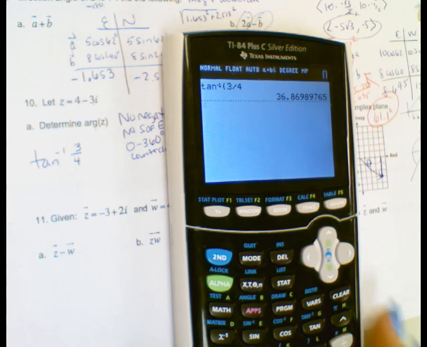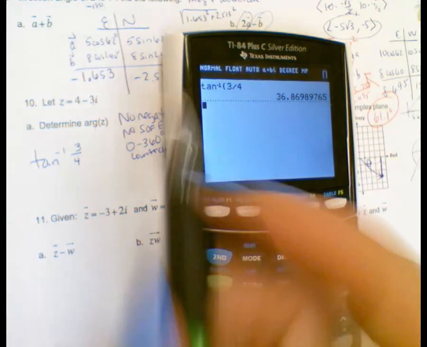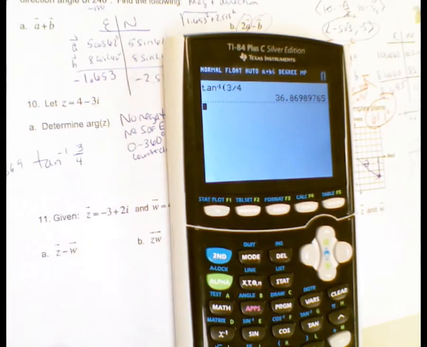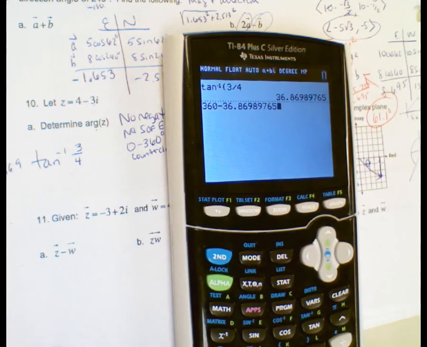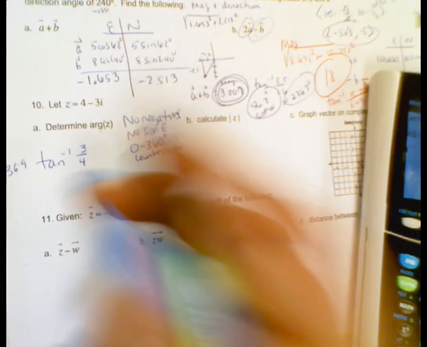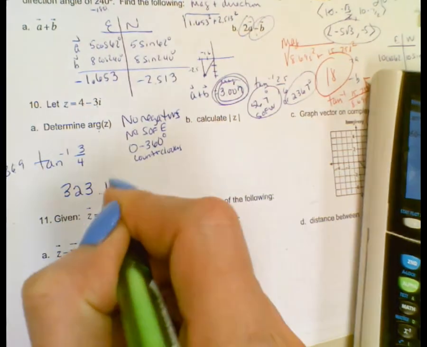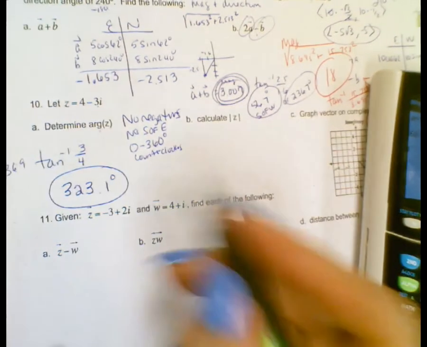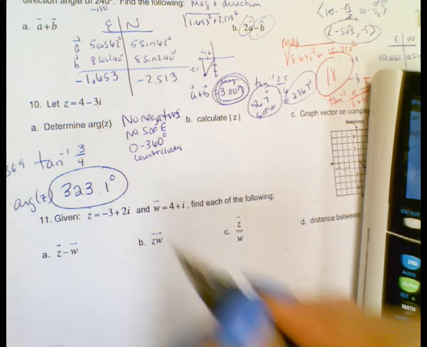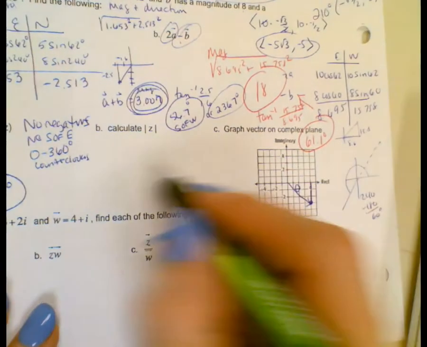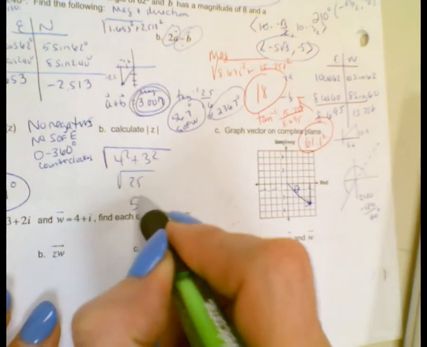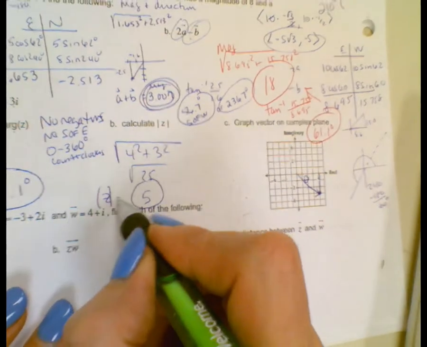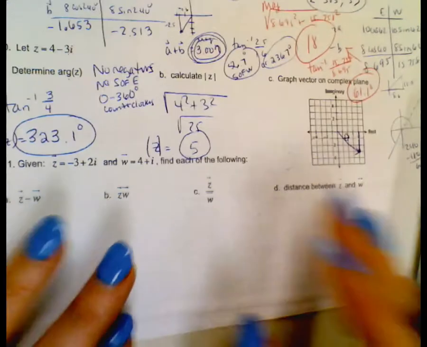36.86, so we'll go 36.9, and that is the reference angle. We're going to take 360 minus that, so it's about 323.1. So 323.1 degrees is the argument of z. Now calculate the absolute value of z, which is the actual length of the vector. That is 4 squared and 3 squared, 16 and 9 is 25, so the absolute value of z is 5.